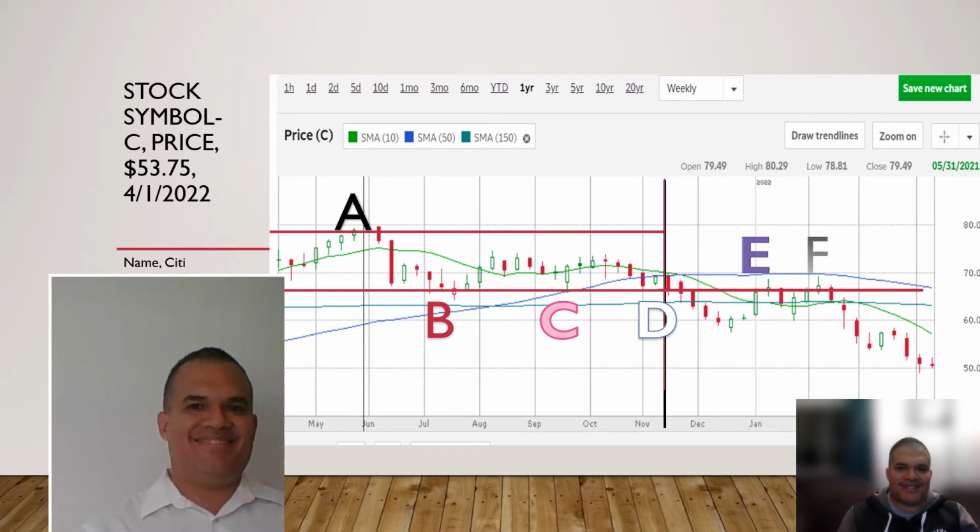So let's take a look at this chart together. Again, this is Ed. I'm looking at Citi. This stock was trading at 53 bucks on April 1st. What you're looking at is the 1-year chart. On this, I'm using TD Ameritrade, standard layout. Feel free to mimic it on your own. There's two or three features on this chart that are important for you to learn.